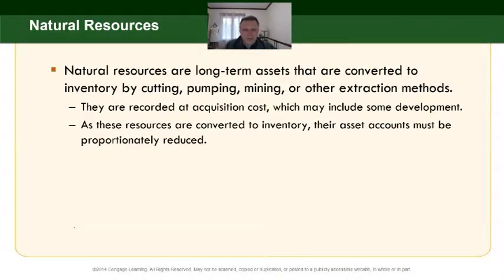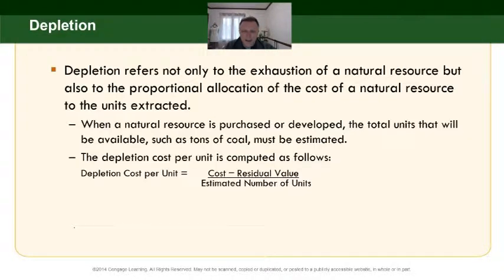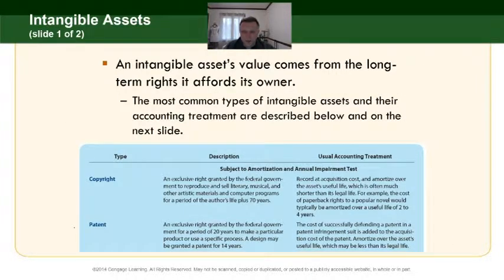Natural resources, if you recall from last week, are a long-term asset, and it's not called depreciation, it's called depletion. Depletion cost per unit is how it's measured. Again, it's the cost of that natural resource minus any residual value, and then divided into that is the number of usable estimated units that you have left. And that gives you a depletion cost per unit.